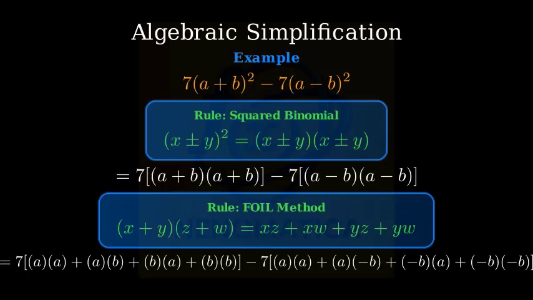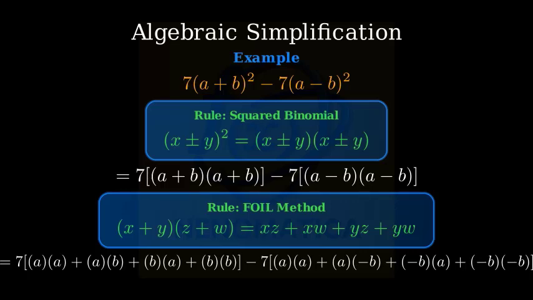Similarly, for (a minus b) times (a minus b), we get first terms, a times a equals a squared. Outer terms, a times negative b equals negative ab. Inner terms, negative b times a equals negative ba, which is negative ab. Last terms, negative b times negative b equals positive b squared.